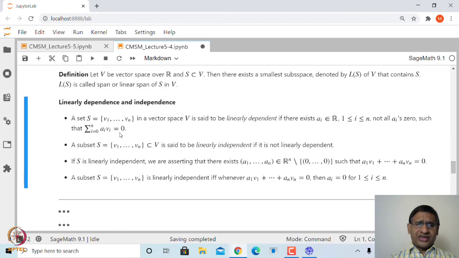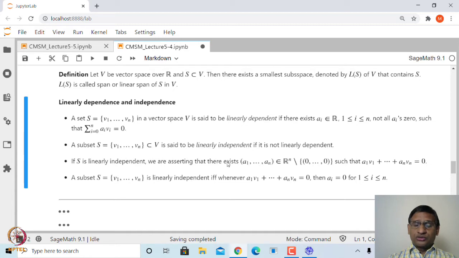And this actually amounts to saying that one of the vectors in S can be written as a scalar linear combination of the remaining vectors. That is what it means. In case a set is not linearly dependent, then we say that it is linearly independent. If you look at linearly dependent, what it says is that you can find a point (a1, a2, ..., an) in R^n minus the origin, which means at least one of the components is non-zero, such that this sum is 0.